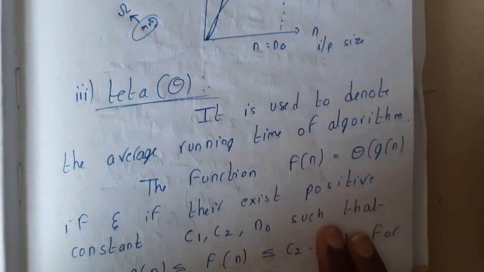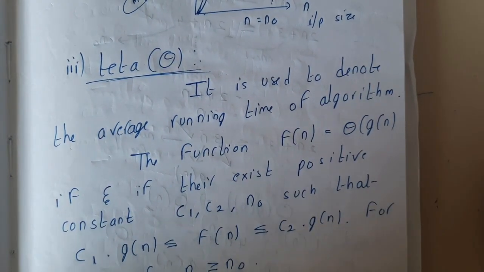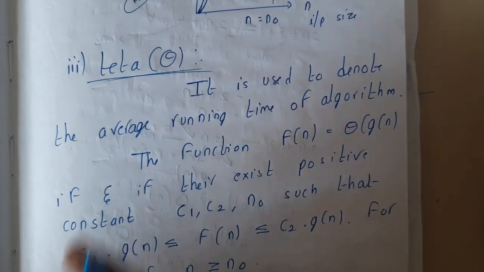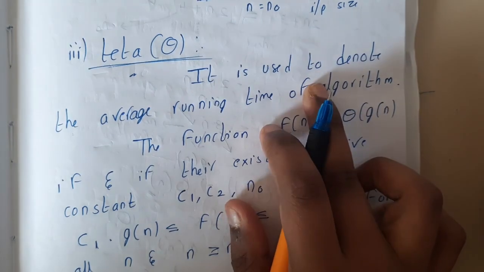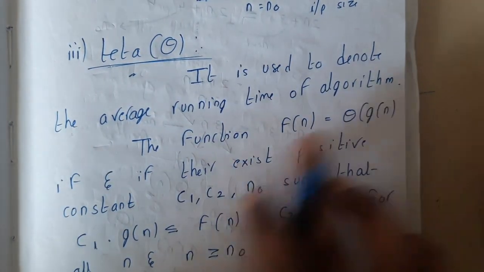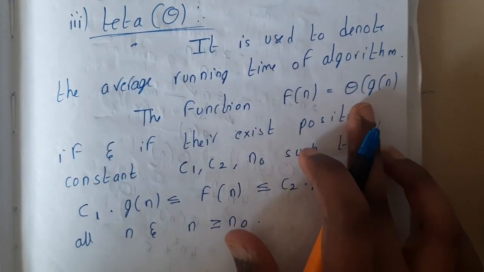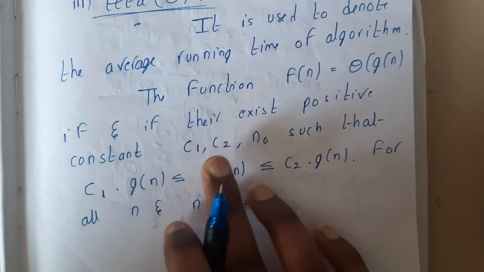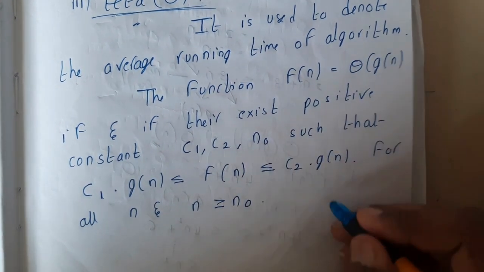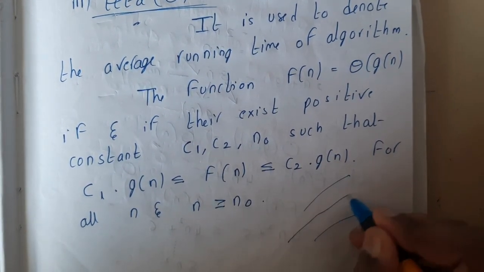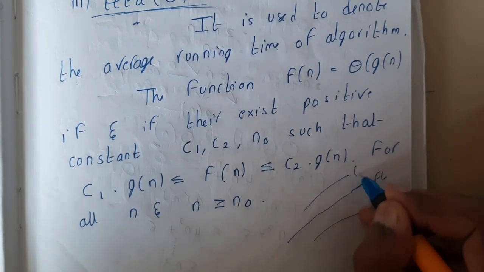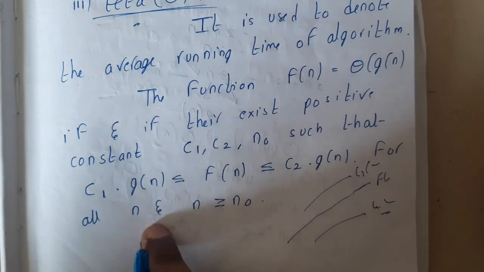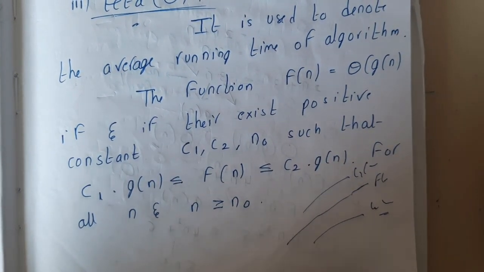Okay, so let us continue with theta. Now we are done with the best and worst, so the left out thing is the average case. Theta comes under the average case. It is used to denote the average running time of an algorithm. So the function f of n is equal to theta of g of n if and only if there exist positive constants c1, c2 and n naught, because here we will be considering both upper, lower and the middle, which is the original f of n, such that c1 into g of n is less than f of n, which is less than c2 into g of n, for all n greater than or equal to n naught.